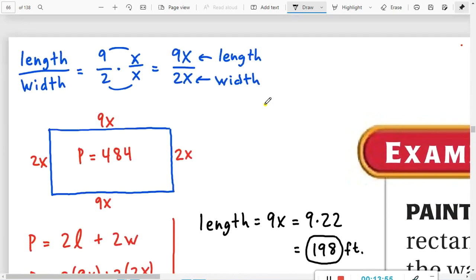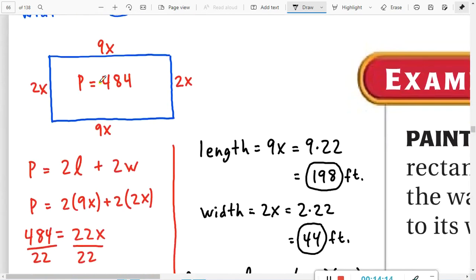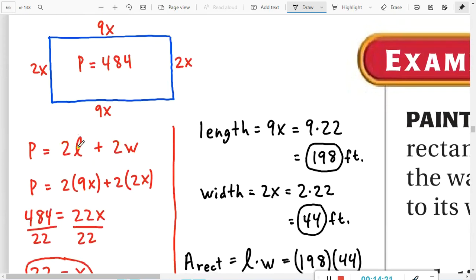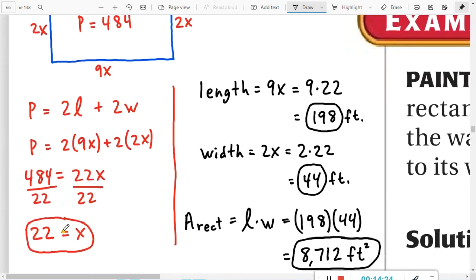To sum it up, they gave us the ratio of 9 to 2, but we didn't know the actual length and the width, so we added an x on both the 9 and the 2. The ratio of 9 over 2 and 9x over 2x is still the same thing. They gave us the perimeter, so we plugged in 9x and 2x for the length and the width in the perimeter formula, and then solved for x. Once we solved for x, we were able to find the actual length and width, and then use those two values to find the area.